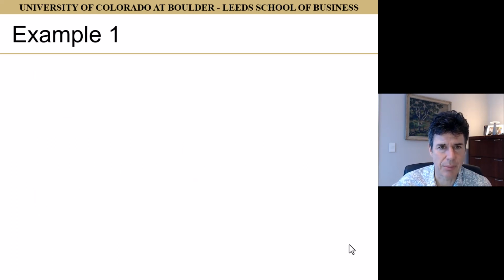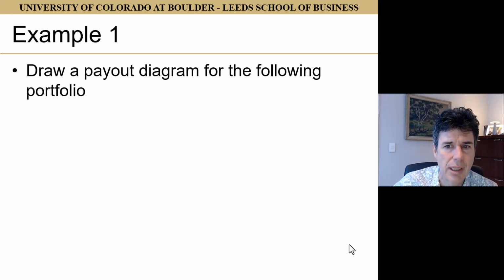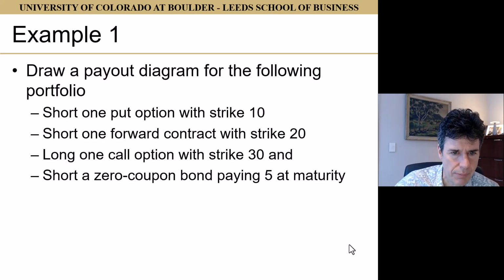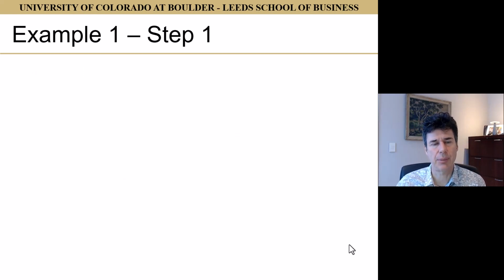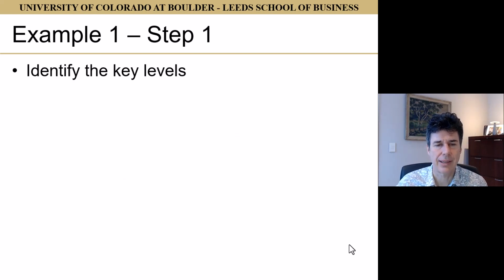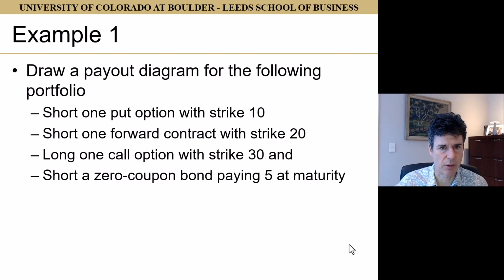So let's do an example to make sure we understand what that means. Here is a portfolio. We're short a put option with strike 10. We're short a forward contract with strike 20. We're long a call option with strike 30, and short a zero coupon bond paying 5 at maturity. Okay, step 1. Identify the key levels.